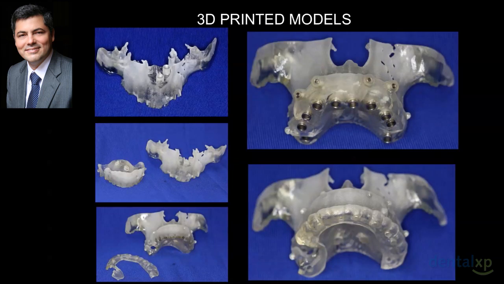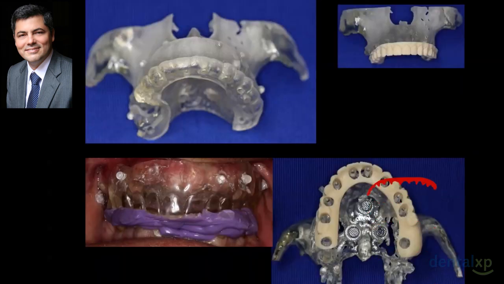Today we have the ability of printing models in our practices if we have printers, and they become very handy for surgical planning and occlusal planning, because we can actually see printed models, duplicating dentures and duplicating different dental devices.